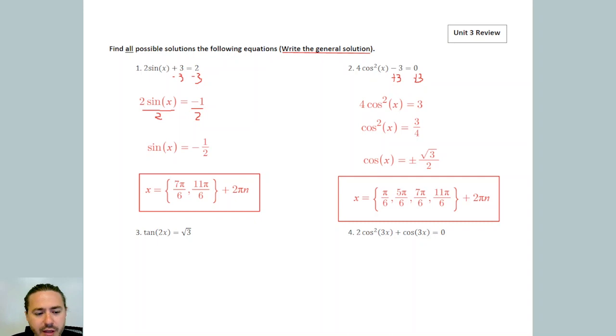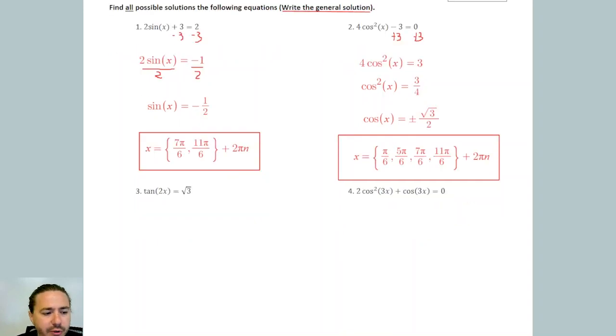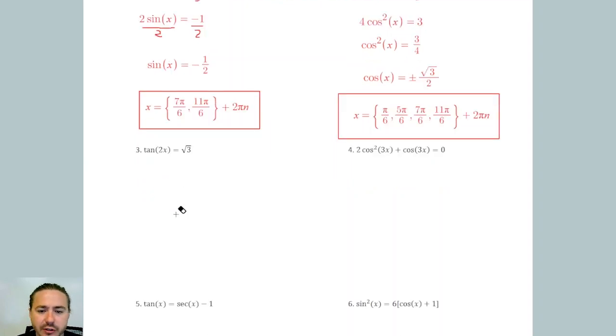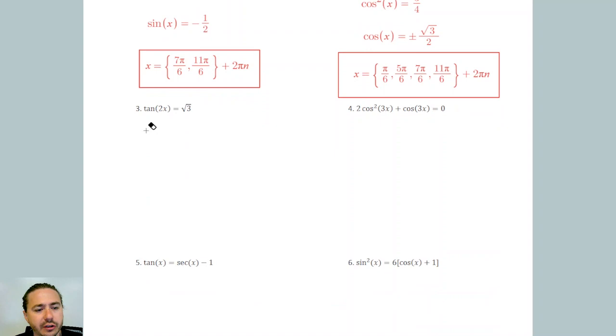Okay, let's look at number 3. Now number 3 is a little different. Notice in number 3, we've got a coefficient inside the parentheses, so we will take care of that after we find our angle measures. The first thing to do is find where tangent is equal to root 3.